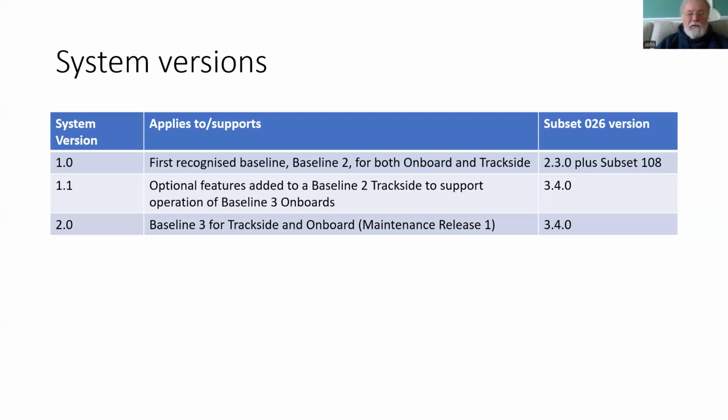What happens here is that the baseline 2 trackside is able to transmit packets which are specific to baseline 3 operation. Those will be ignored by a baseline 2 onboard operating on the baseline 2 trackside.